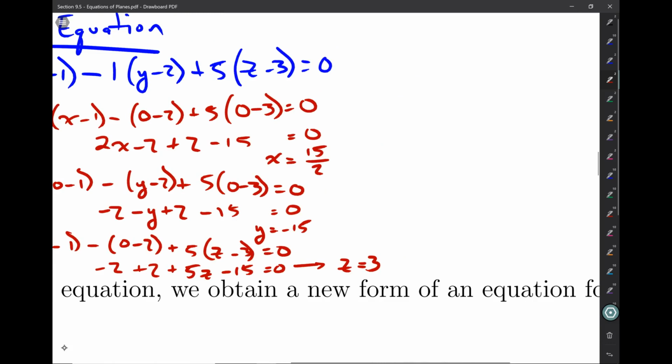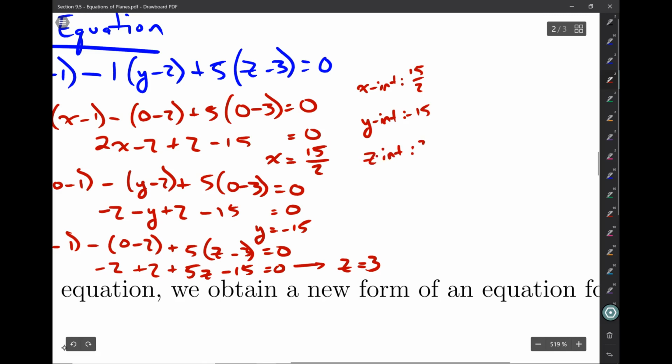So, the x-intercepts are going to be 15 halves. Alright, the x-intercept is at 15 halves. The y-intercept is at negative 15. And the z-intercept is at 3.